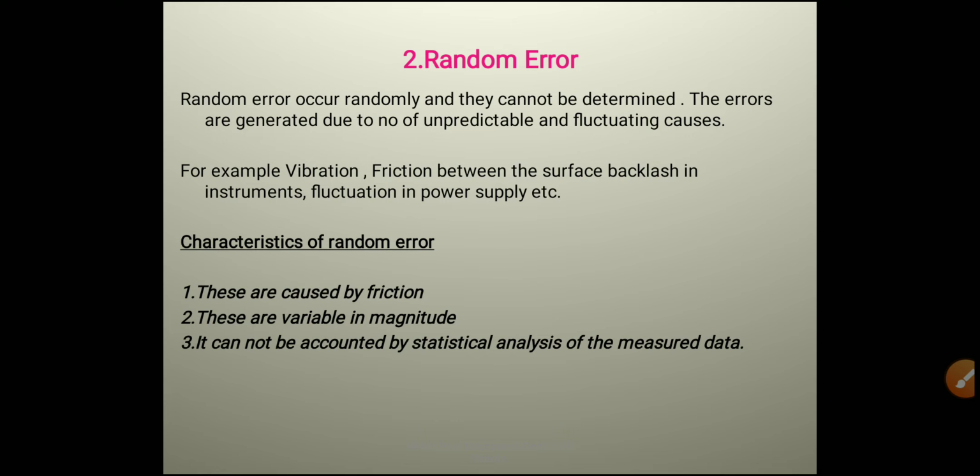So following are the characteristics of random error. Let us see the characteristics of random error. First, these are caused by friction. Second, these are variable in magnitude. Third, it cannot be eliminated by statistical analysis of the measurement data.